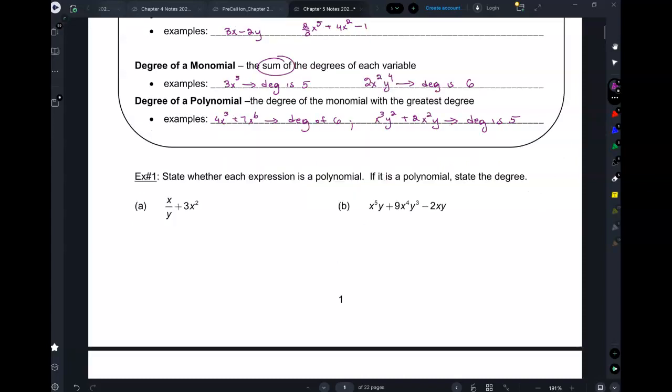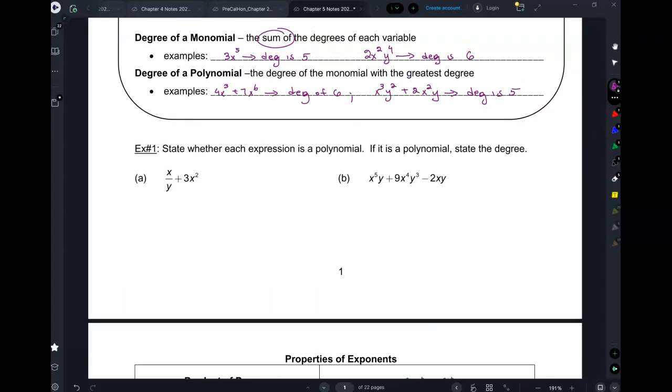Okay, so state whether each of these is a polynomial, then state the degree. Here, because you have a y in the denominator, this is not a polynomial. A polynomial can only have exponents of variables that are integers starting at 0 and going up. So not a polynomial. All right, here, this is a polynomial because all of the exponents are integers, 0 or greater. So yes, it's a polynomial.